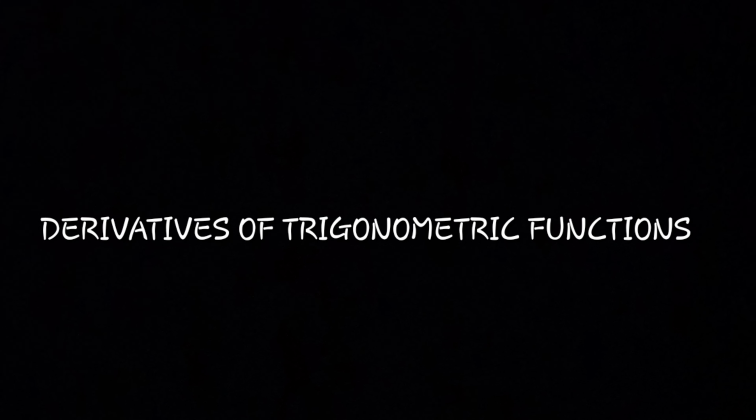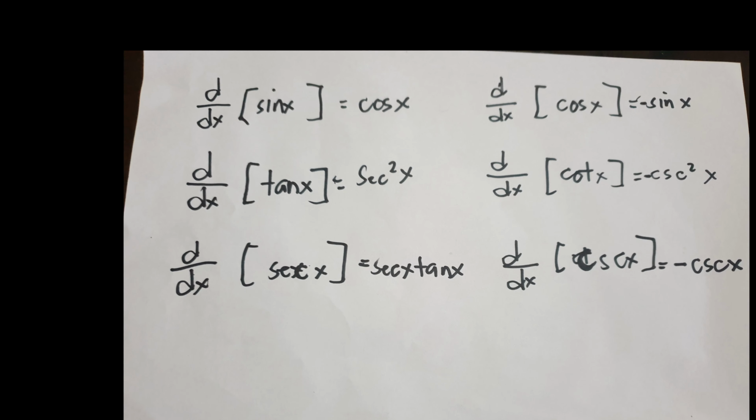Today, we're going to go over the derivatives of trigonometric functions, and there are 6 of them, so you need to know all of them. Let's start with the first one. The derivative of sine x is cosine x, and the derivative of cosine x is negative sine x. Now look at the pattern from what I have written. The derivative of tangent is secant squared, and the derivative of cotangent, the cofunction of tangent, is cosecant squared.